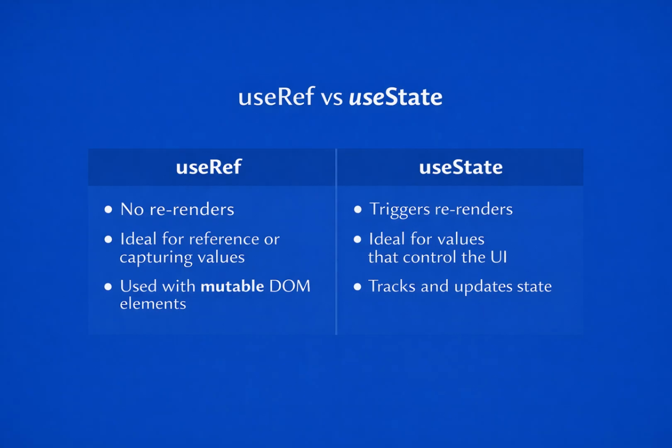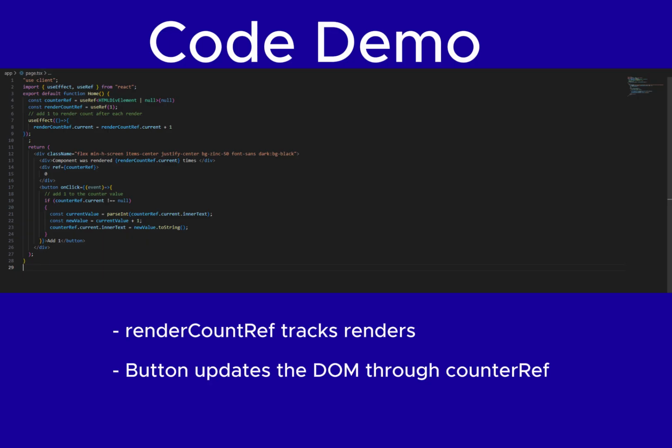Both can store values that persist between renders. The difference is what happens when those values change. When you update state using useState, React re-renders the component. When you update a value stored in useRef, React does not re-render the component. So if a value should affect what the user sees, use state. If a value just needs to be remembered but doesn't control the UI, a ref may be appropriate. Now we're going to prove this with code.